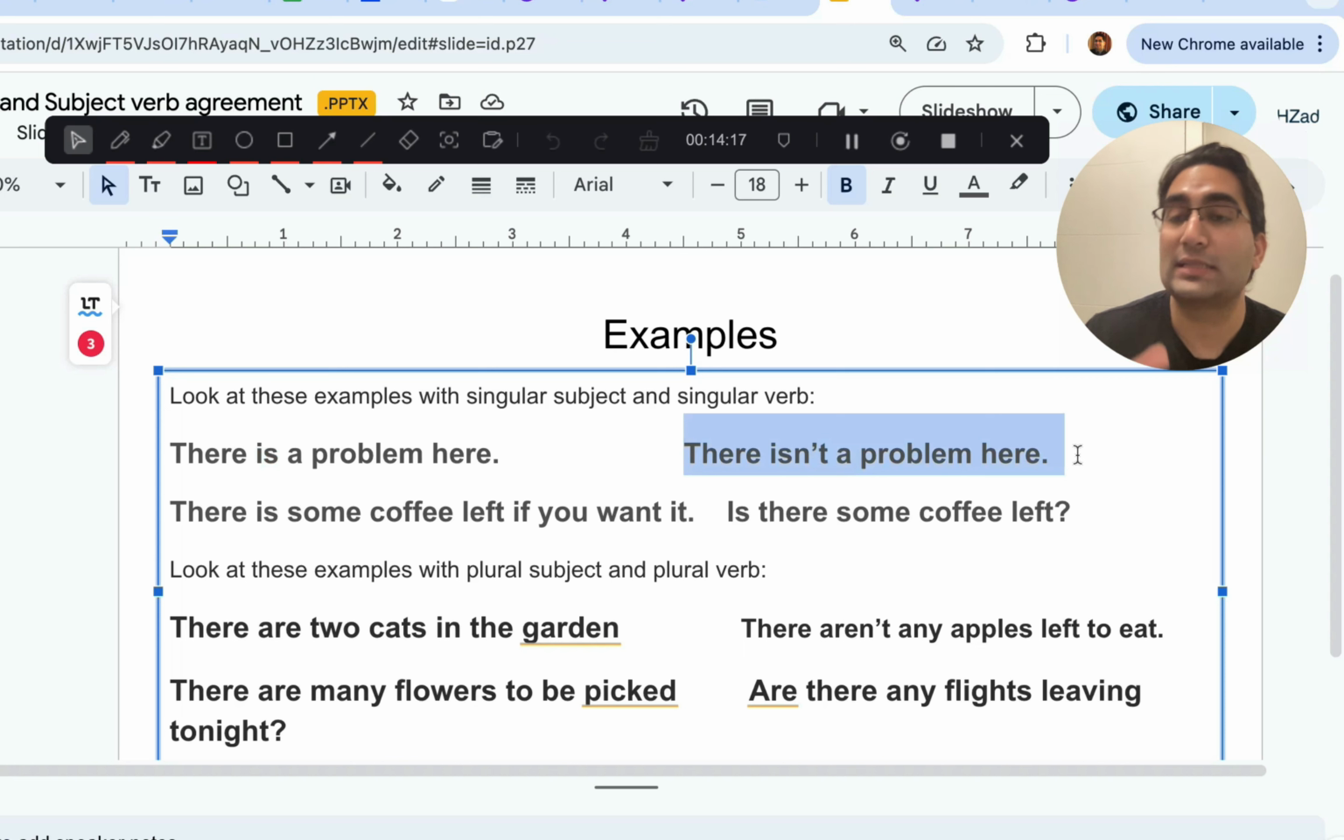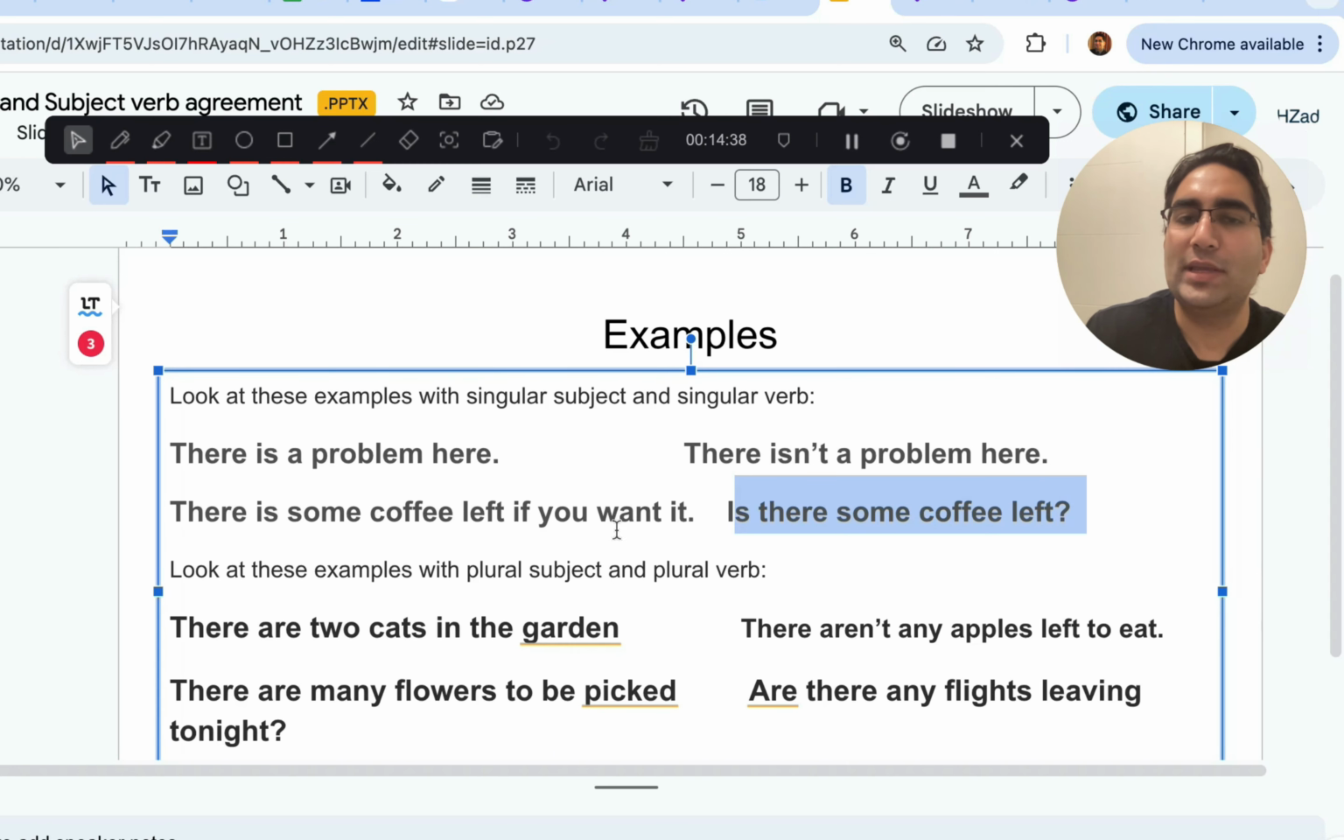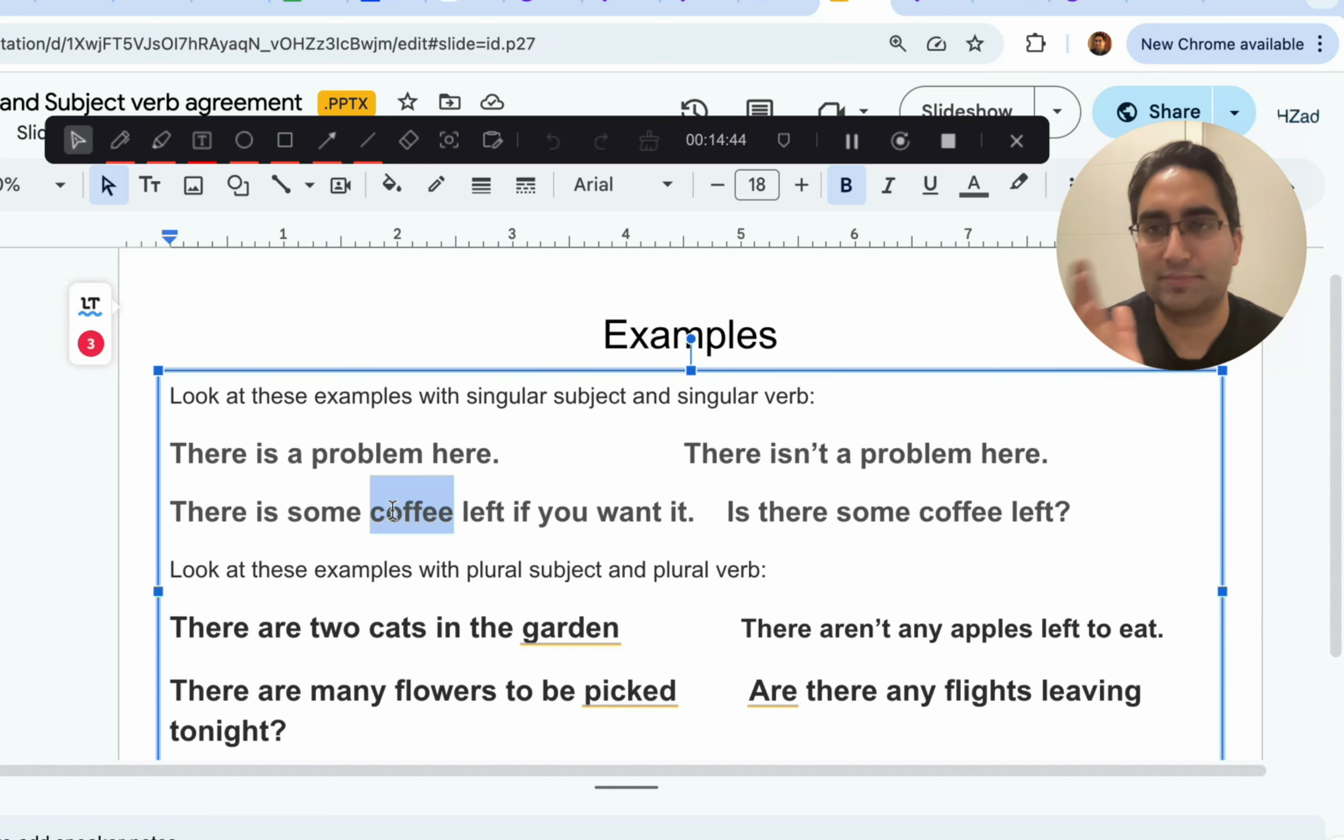Or if it's negative, the opposite will be there isn't a problem here. Isn't will be the opposite. Now, coffee also, although it's liquid, it's considered one thing. So there is some coffee, or you could also ask the question, is there some coffee left? So we can see when there is singular verb, we have singular subjects. All right, that's clear? Good.